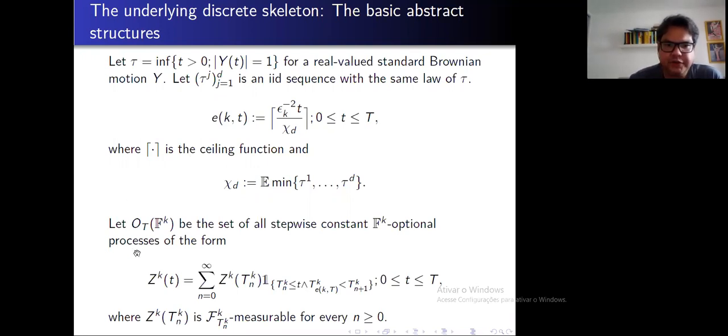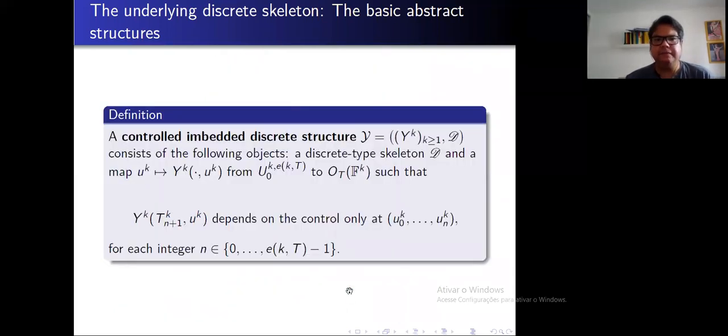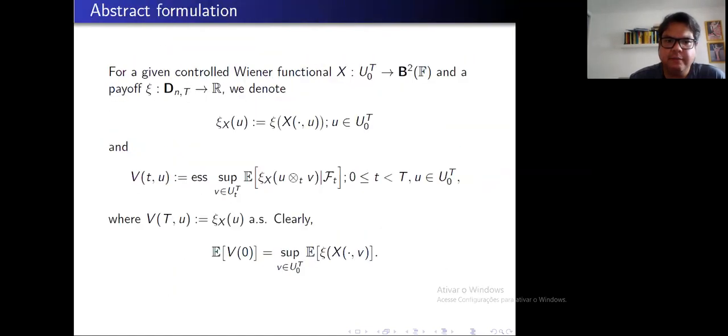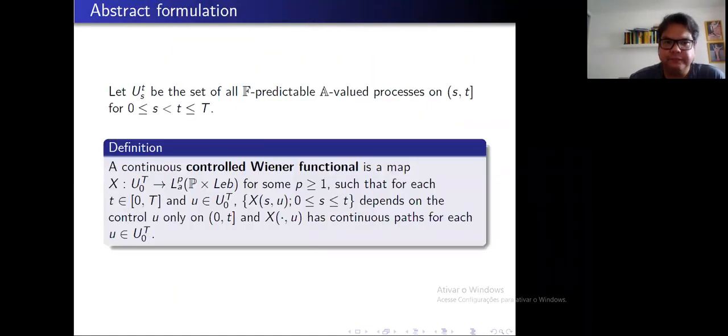Another notation is that O^T is the set of càdlàg processes which jump only at these hitting times here. Okay, so remember that there is a definition of controlled Wiener functional. I need to replace this notion with respect to not the Brownian motion filtration, but with respect to the continuous time random walk.